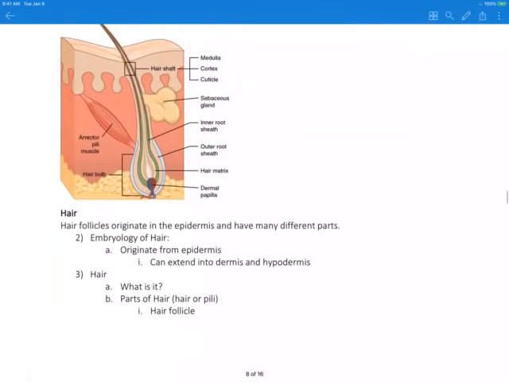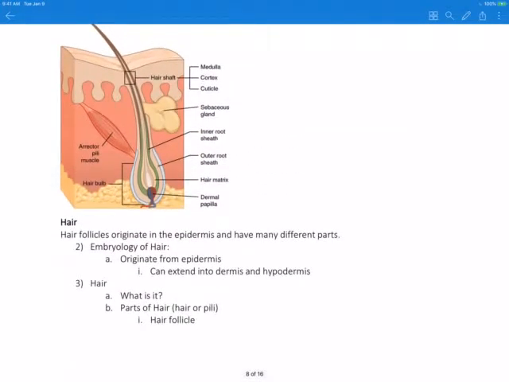Okay, so basically the hair follicle is something you can see. It's the epidermal penetration of the dermis. And the hair follicle determines the shape and the structure of the hair layers, which dictates whether or not the hair is going to be curly or straight. That's all affected by the hair follicle.